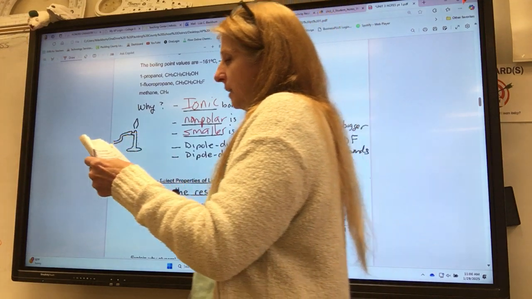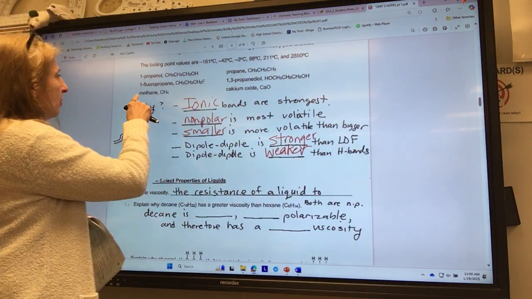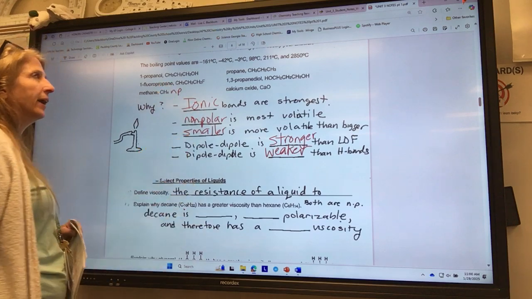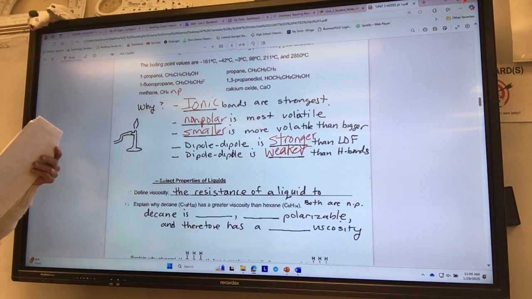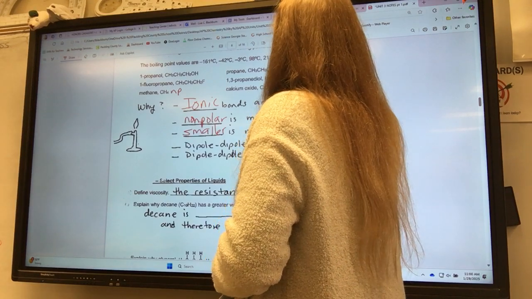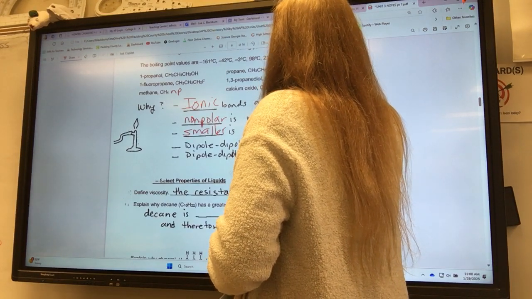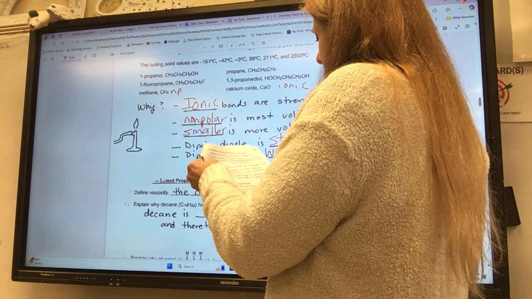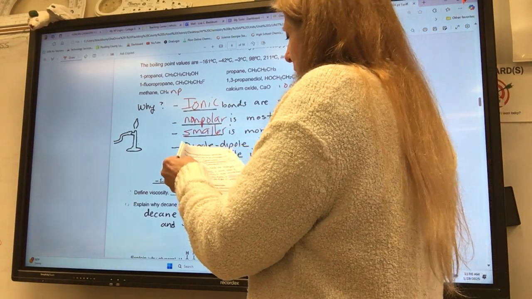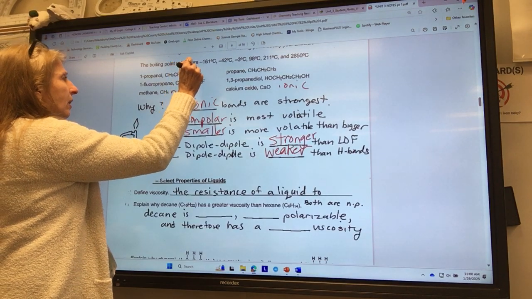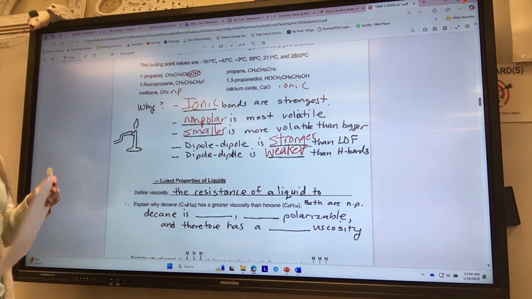Okay, so now let's apply it. Let's look at what we got. So first of all, we've got methane. Methane is little and nonpolar. Okay, everybody agree to that? We've got this calcium oxide, which is ionic, right? So those are probably going to be our two ends. Okay. Now let's look at the other ones. Okay, this one, 1-propanol, right here has where it can do hydrogen bonds.